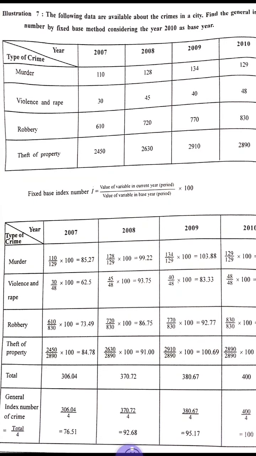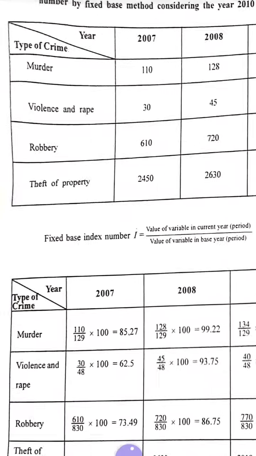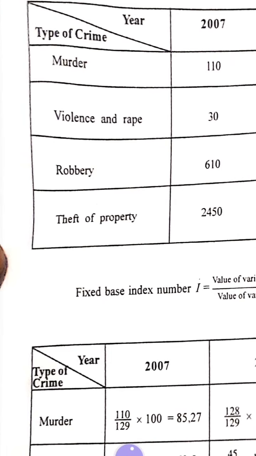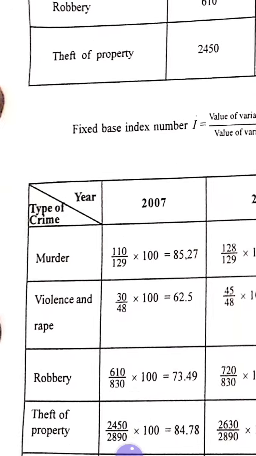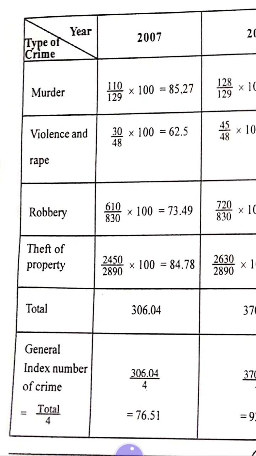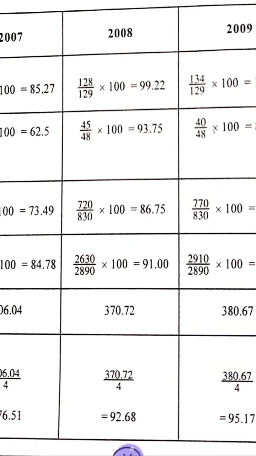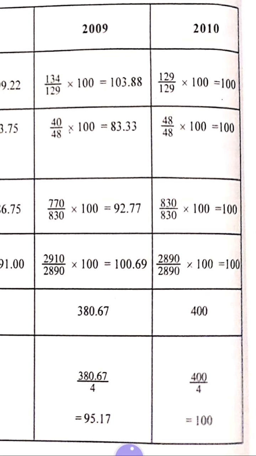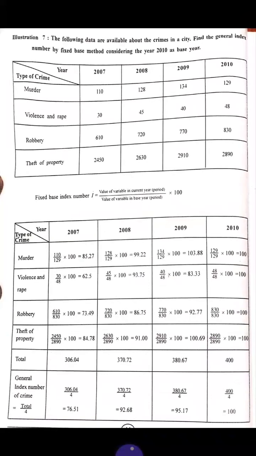In the denominator you are going to take the prices of 2010 because it is by fixed base method, and over here because there are 4 items, when I talk about items, we're talking about the types of crime. 4 different types of crimes have been given to us, that is murder, violence and rape, robbery and theft, right? And we are going to find out the general price index number. So totally you are going to divide it by 4, right? And you will get the general price index number. So that is how you do the sum. So you will complete this sum, right?